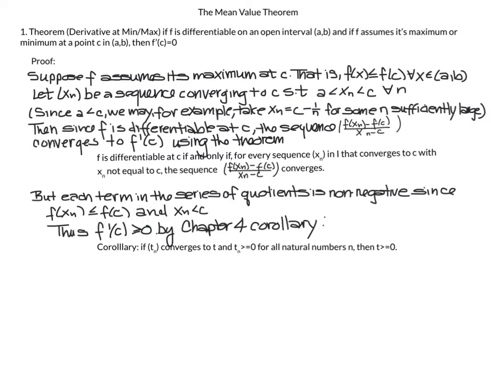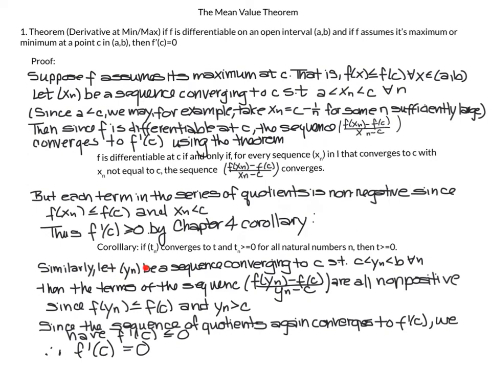Thus, we are going to have f prime of c is greater than or equal to 0, and this comes from the corollary: if tn converges to t, in this case our sequence tn is this sequence of the quotients, and it converges to t, that is, it converges to f prime of c, and all of our tn, these quotients, are greater than or equal to 0, then t, which is our derivative f prime of c, is also greater than or equal to 0.